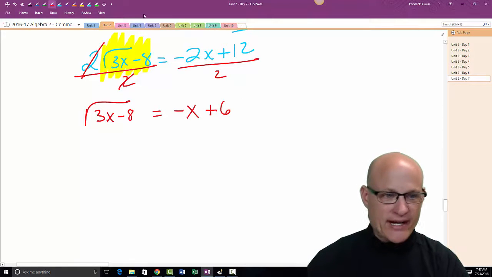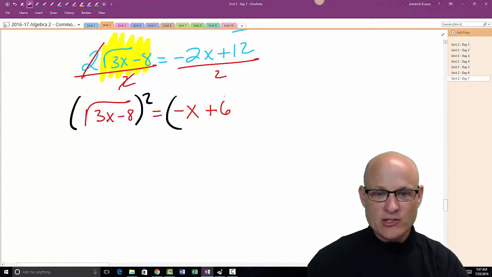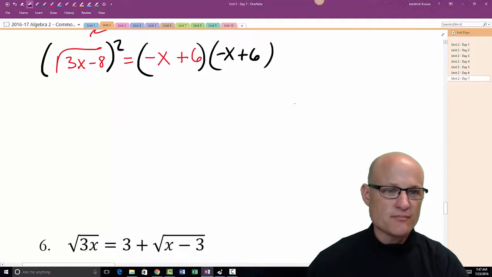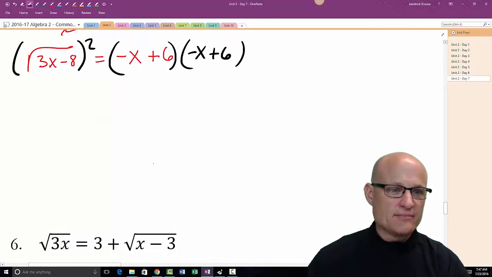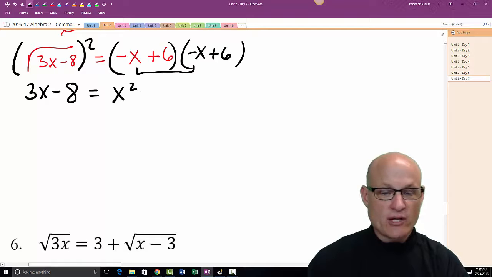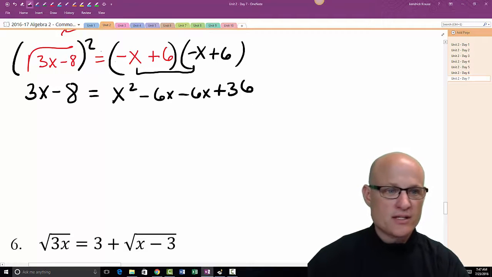I've got the weird thing isolated, so now I can square both sides. At this point, I know I'm going to square that, so maybe I'll just write it twice, because that's what squared means. On the left side, I get 3x minus 8 equals, all right, negative x times negative x is x squared, because negative times negative is positive. And then I get minus 6x plus 36.